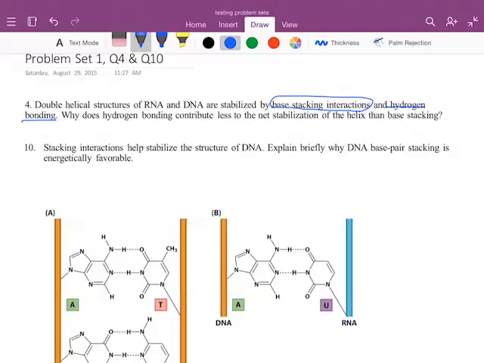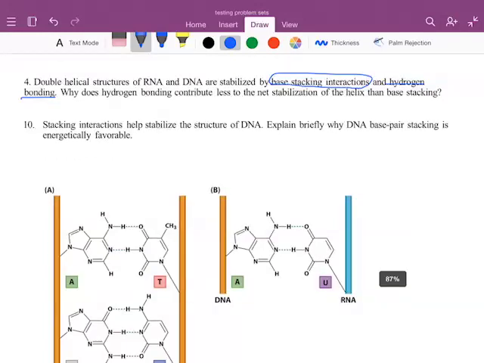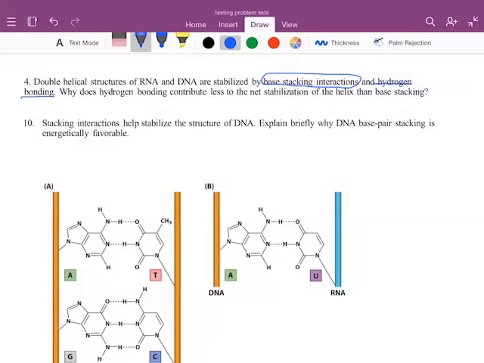The first question asks, why is it that hydrogen bonding contributes less to the net stabilization of the helix, that's the DNA double helix, than base stacking? And the other question simply asks, why is base stacking important?